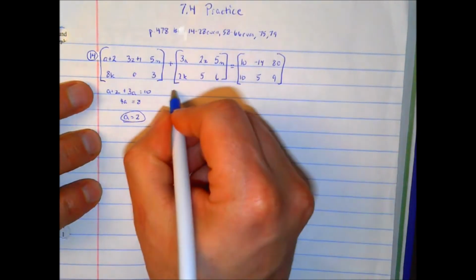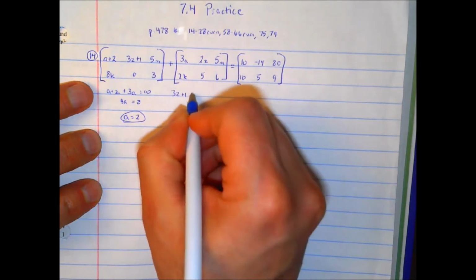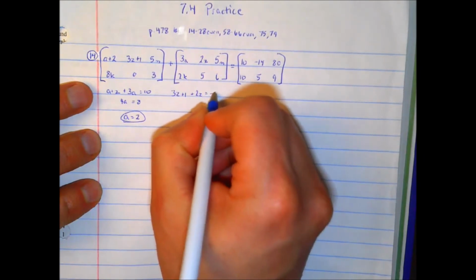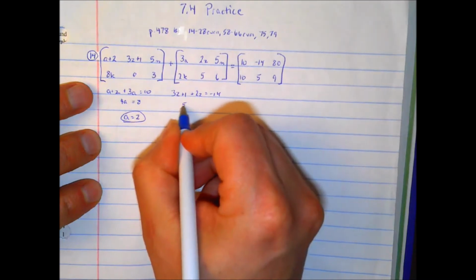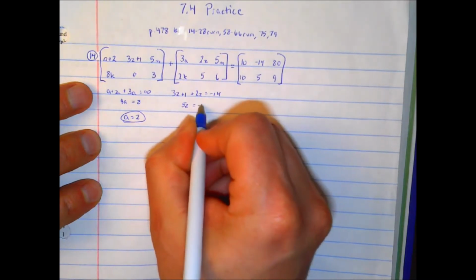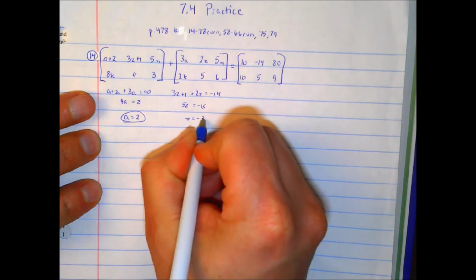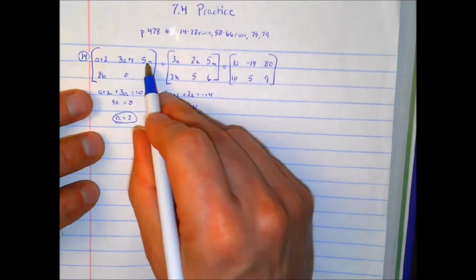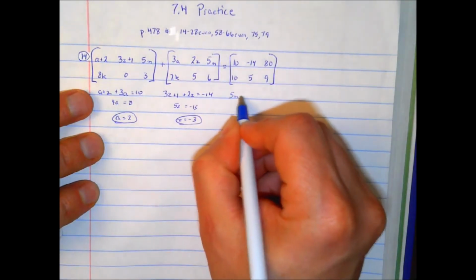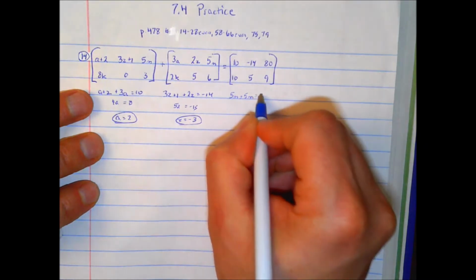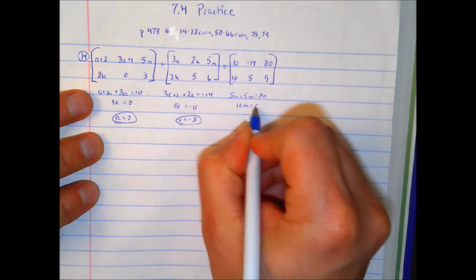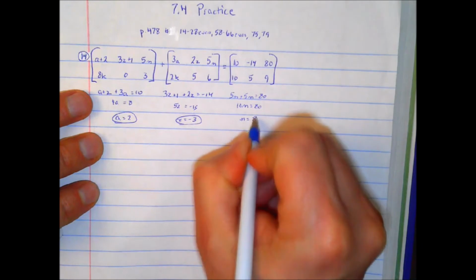We know that 3z plus 1 plus 2z is equal to negative 14. So it's 5z, subtract your 1 is negative 15, so z equals negative 3. 5m plus 5m is equal to 80. So 10m is equal to 80, so m equals 8.